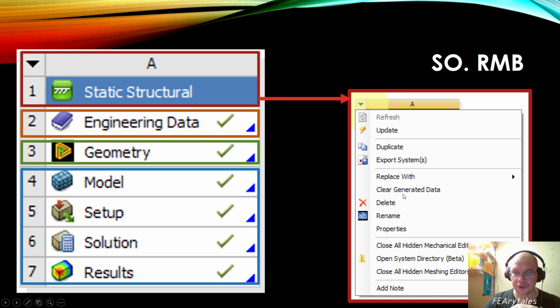So clear generated data, clear those semi-automatic created data. Also, you can rename some object, delete some object. You can close all application. You can open directory of this object. You can add some node and many other things. We will talk about this right mouse button later when we return to our Ansys Workbench in the end of this course.